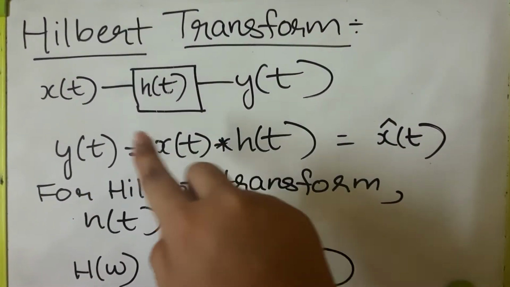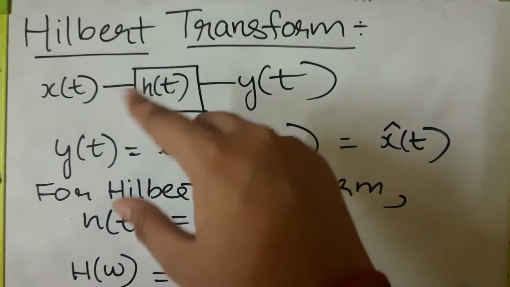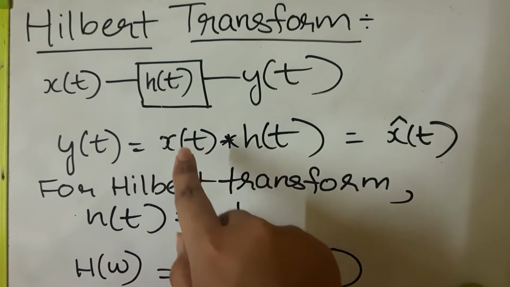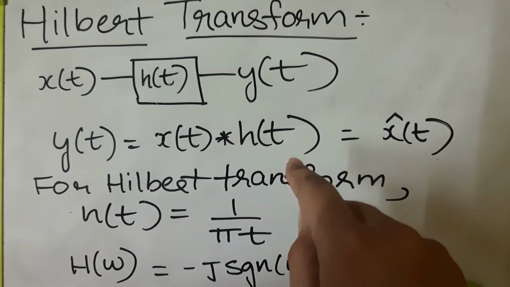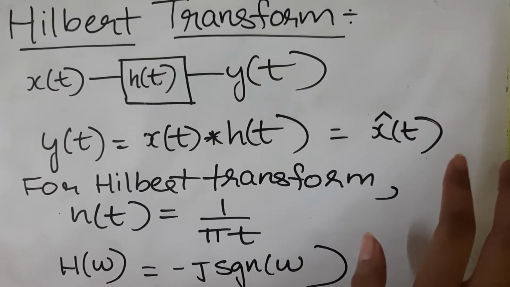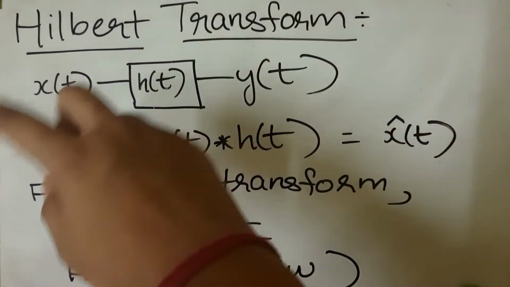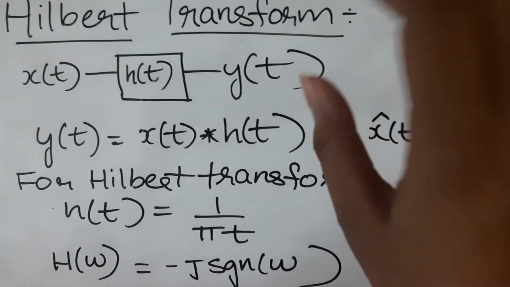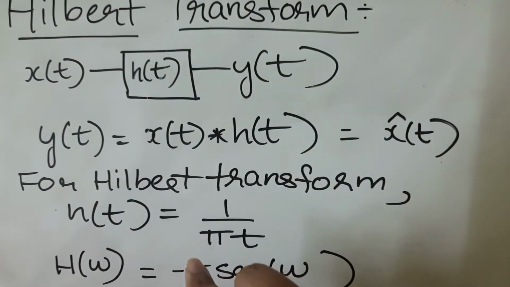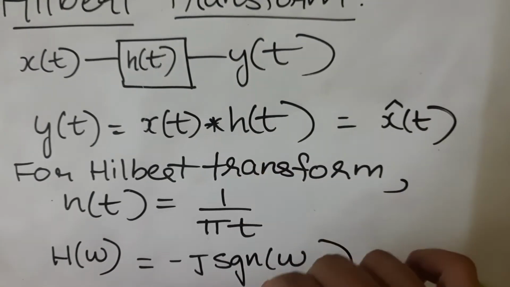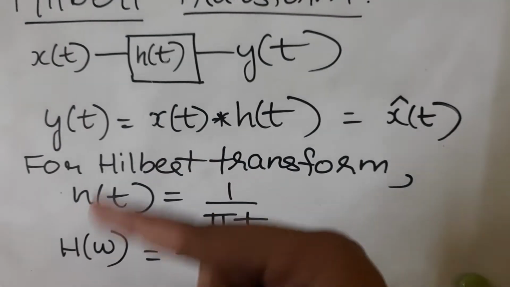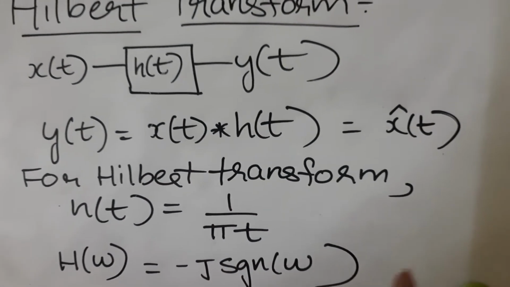Any linear system can be represented as input, output and a transfer function. And y of t is given as x of t convolved with h of t. Now, Hilbert transform is represented as x cap of t. This particular thing is said to be Hilbert transform when my h of t is equal to 1 by pi t. And the Fourier transform of 1 by pi t is minus j signum of omega.